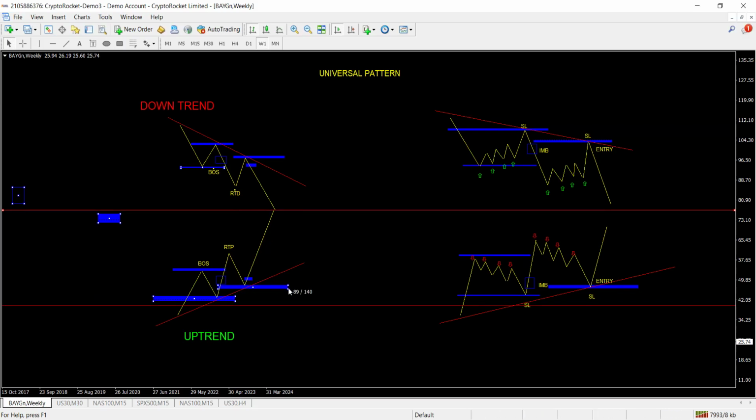All right? So you're going to want to be able to draw this pattern on your chart, right?